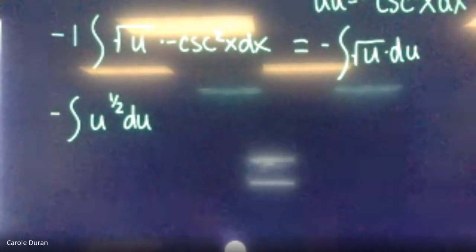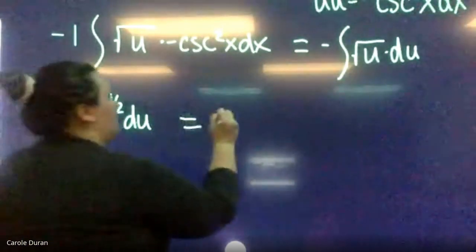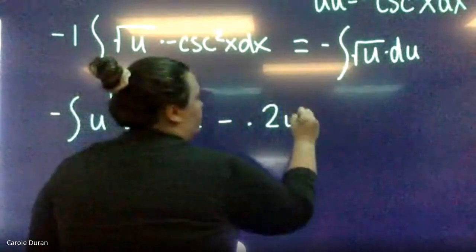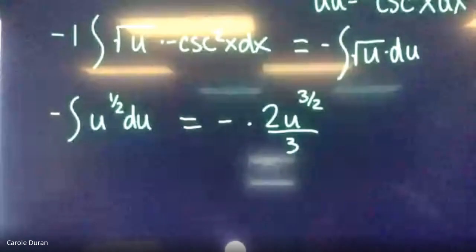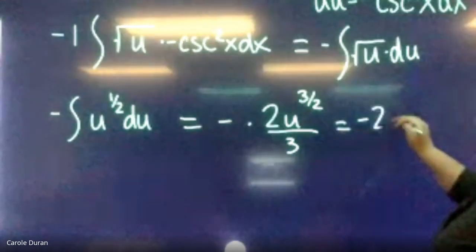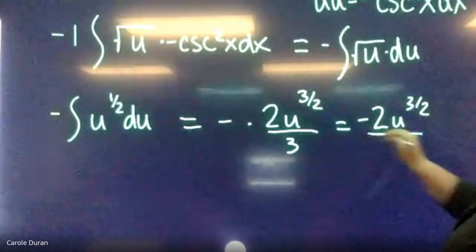Okay, so what's the antiderivative of u to the 1/2? Not 3u, it's 2u to the 3/2 over 3. Remember, we flip it when we multiply it in. So it's going to be the negative of 2u to the 3/2 over 3. And then I can apply the negative in there and have my plus C on it.